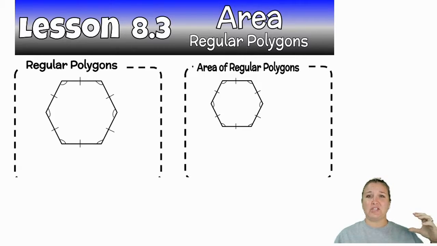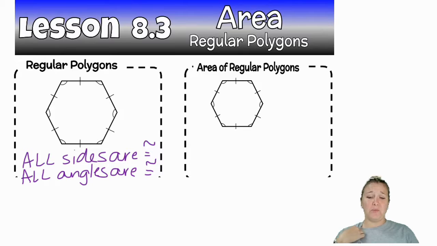It's not going to have any changes to the sides or any changes to the angles. So all the sides are going to be congruent and all of the angles are going to be congruent as well. So that's the whole definition of regular polygons. Doesn't matter if it has three sides, like a triangle, or if it has 10 sides, 12 sides, 20 sides. Regular polygon, all the sides, all the angles are going to be congruent.